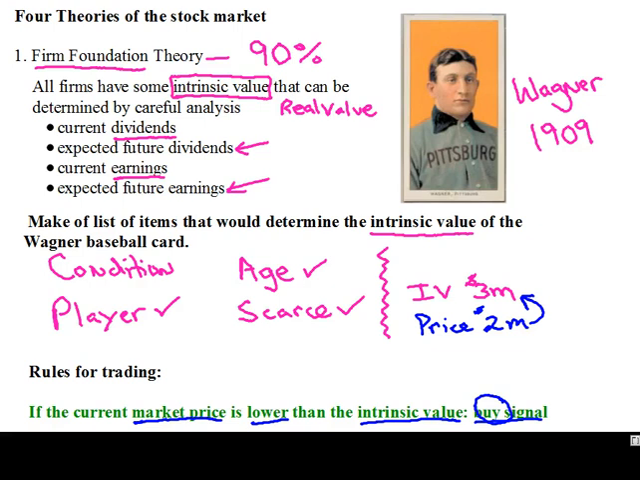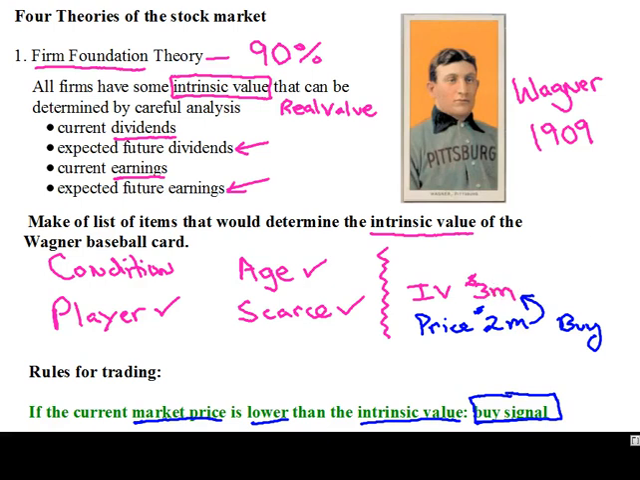Sorry about that. It's a little hard to see. Then I want to buy it. That's a buy signal. I want to buy that card because I believe it's going to return to its intrinsic value and I'll make money. When that price goes from $2 million to $3 million, I'll make money.